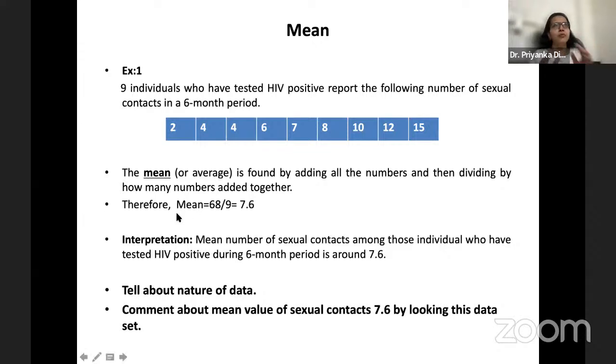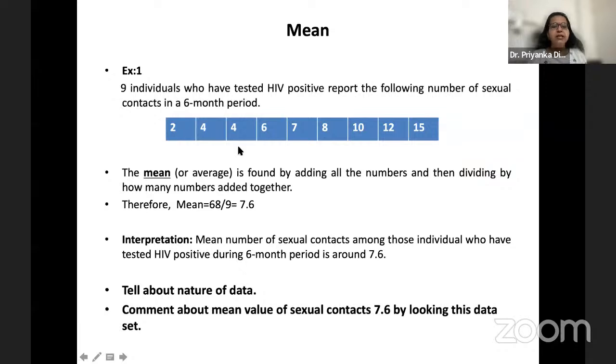Okay, so let's take this example, if you could see. I have taken 9 individuals who have tested HIV positive. I have asked how many times they had sexual contact with their partners during the last 6 months. The first person has informed 2 times, another person 4 times, 6 times, 7 times. So this is the information which you can see. Is it fine? Is it okay?